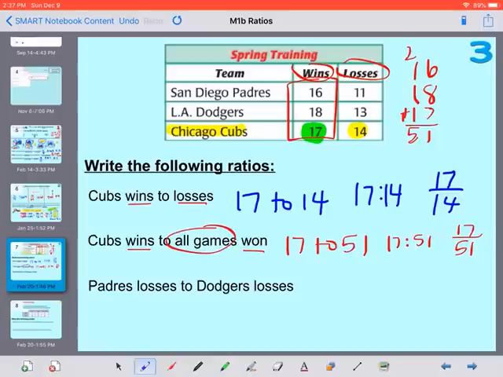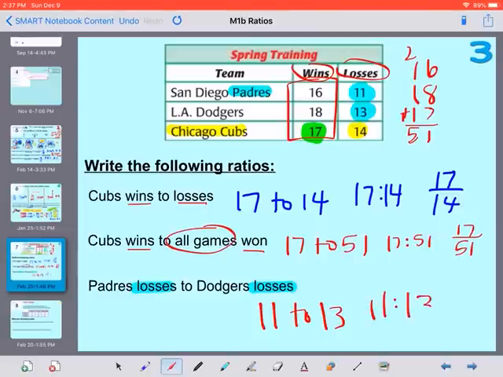And then now we're looking at the Padres losses. So here's the Padres, their losses to the Dodgers losses, 11 and 13. So 11 to 13, 11:13, and 11/13. So that's telling you for every 11 times the Padres lose, the Dodgers should lose 13 times.